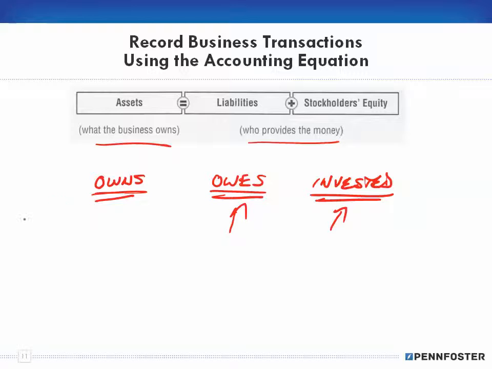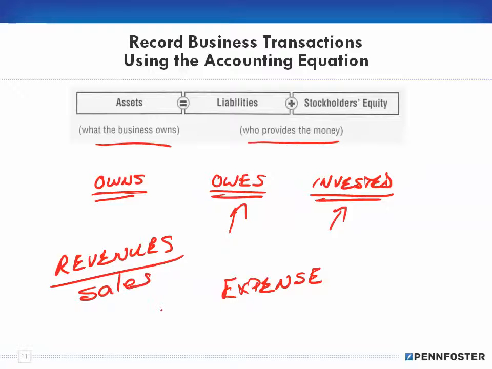Now, I had talked about the accounting equation, the extended accounting equation, which included revenues and expenses. Revenues are the sales, whatever is being sold during the operation of the business. And expenses are the money going out in order to run the business. So that's how you look at revenues and expenses. And these are the 5 categories of accounts. Assets are 1, liabilities are 2, stockholders' equity is 3, revenues are 4, and expenses are 5.